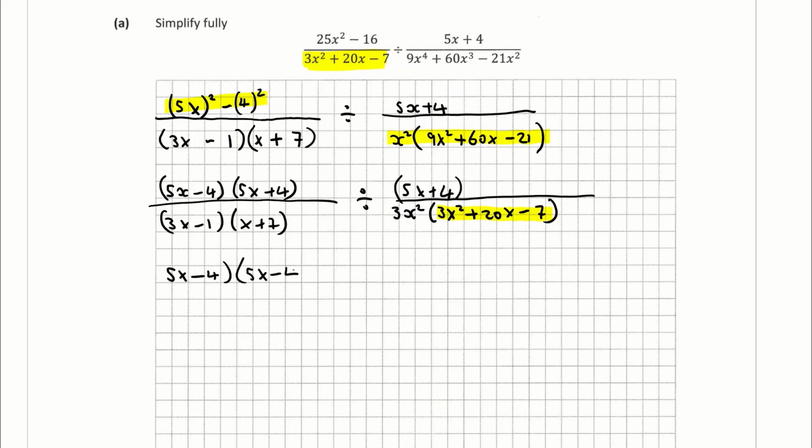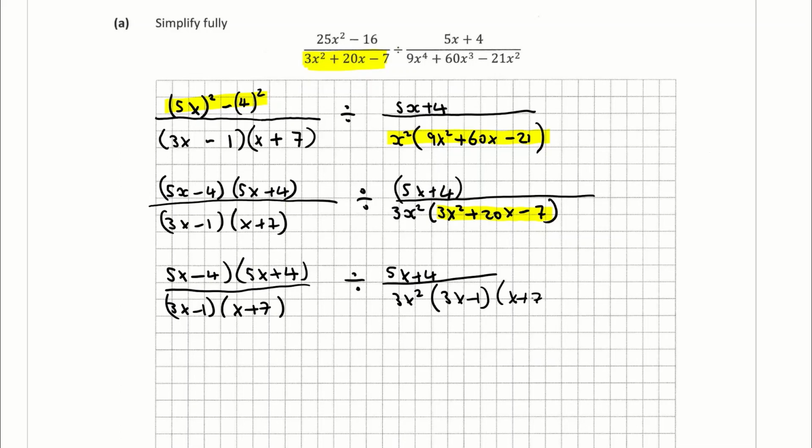So let me just rewrite my question to catch up to that stage. 3x minus 1, x plus 7. And that is now going to be divided by 5x plus 4 all over 3x squared. And the 3x squared plus 20x minus 7 factorizes to 3x minus 1 times x plus 7.